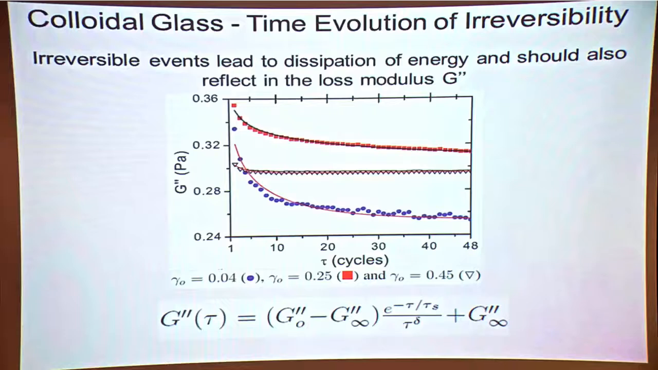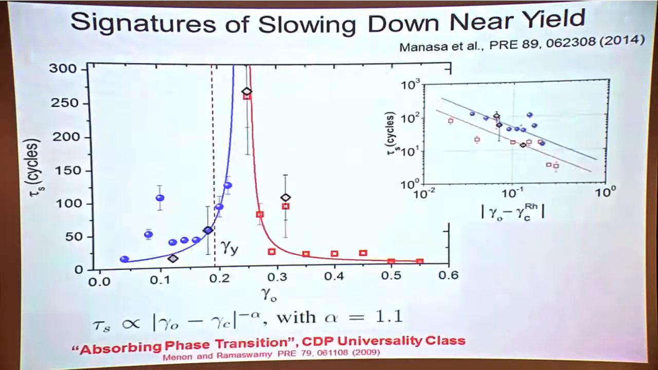Ajay, are you going to tell us why it's non-monotonic as a function of gamma naught? It goes from 0.04 blue, to 0.25, which is way up, red, and then it goes down for 0.45. Why is it non-monotonic? Okay, let me see if I can tell you that. At least I'll come back to it.